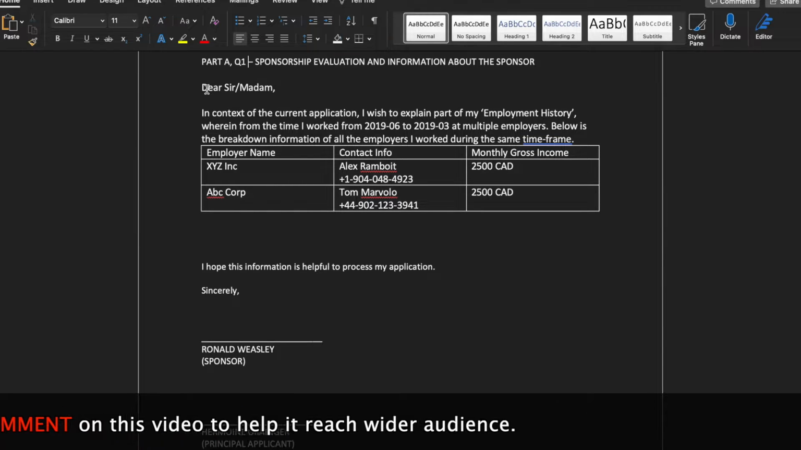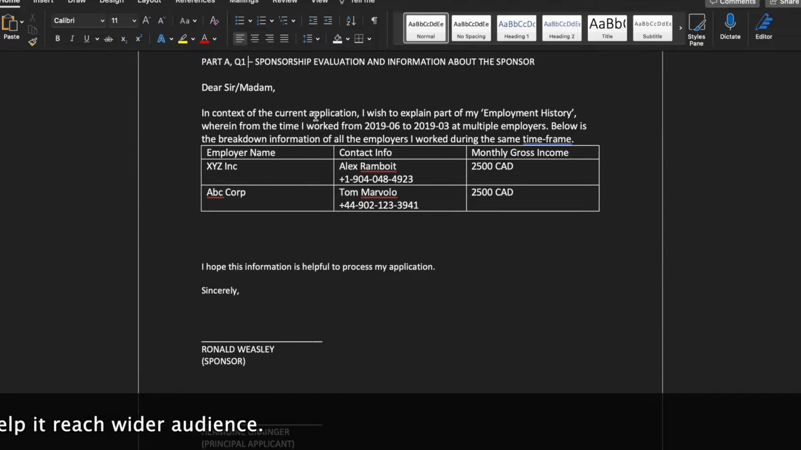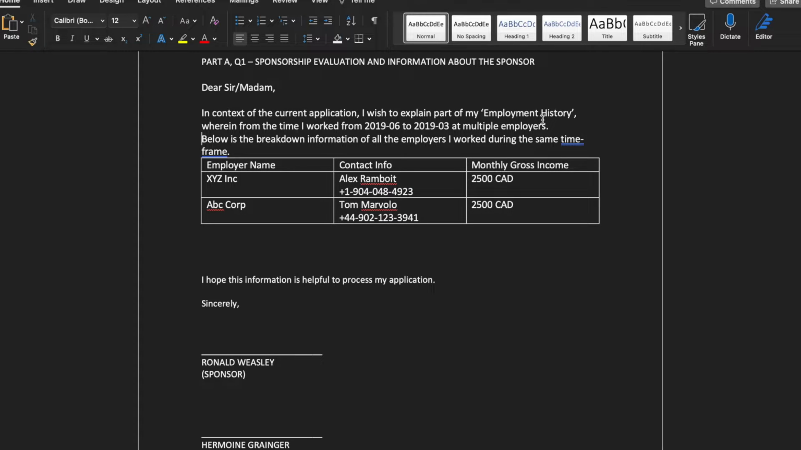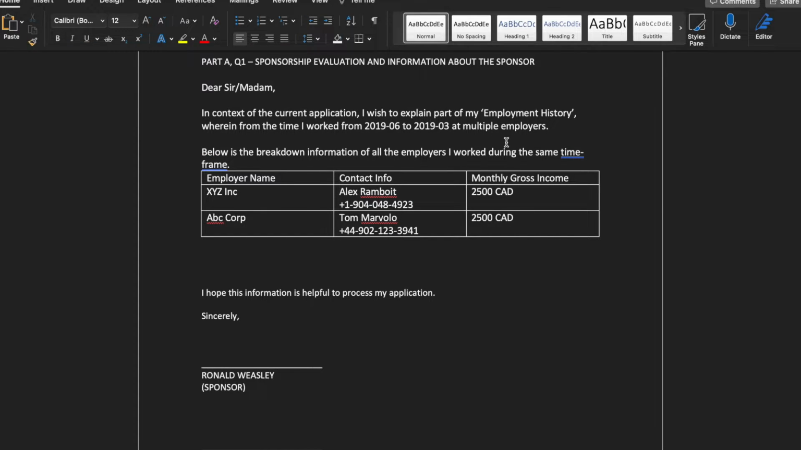So here you have, "Dear Sir/Madam, in context of the current application, I wish to explain part of my employment history wherein I worked from June 2019 to March 2019 at multiple employers. Below is the breakdown of the information of the employers I worked for during the same time frame." Then you can create a table, give the employer name, the contact information, the name of the person. You can also provide the address of the employer, the monthly gross income during that same time frame.